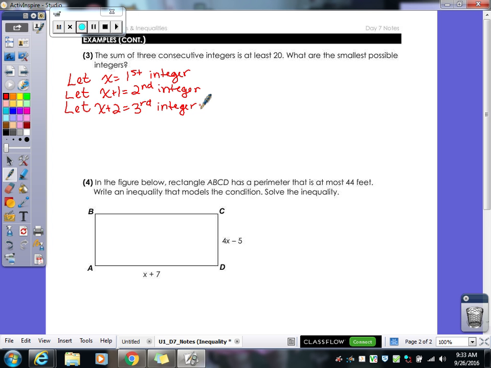So again, it tells us the sum of them. That means I need to add x plus x plus 1 plus x plus 2. It says is at least 20. So what's my inequality going to be for this? Yeah? Greater than or equal to. Because if it's at least 20, that means I could be more than 20 and be very happy with the situation.